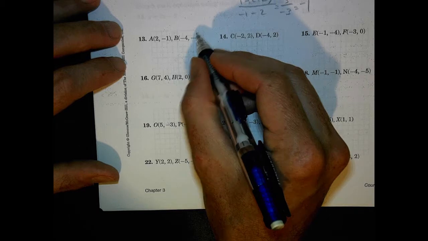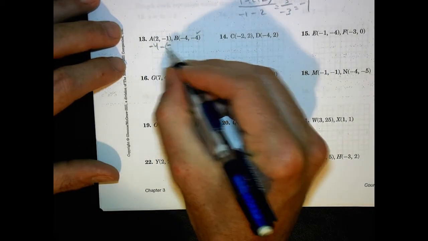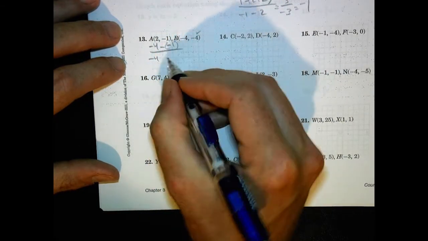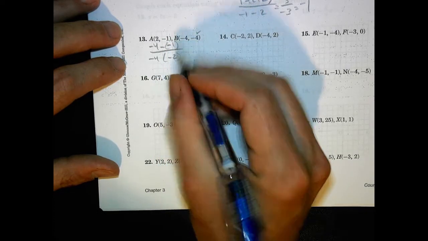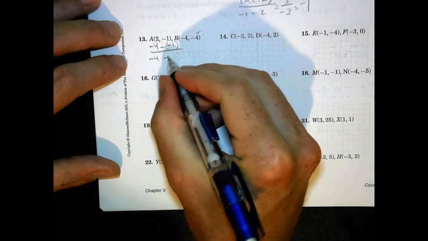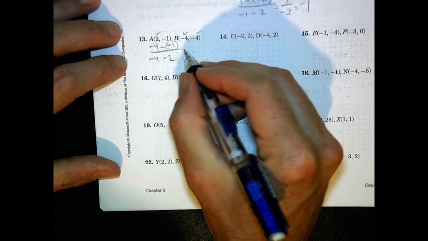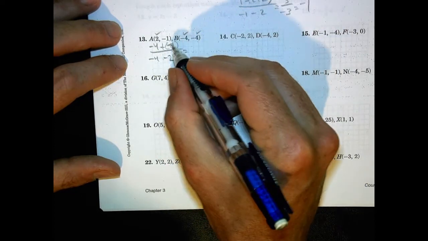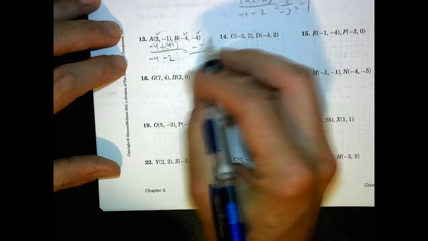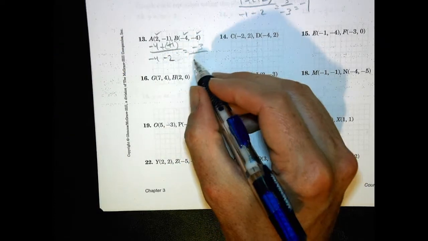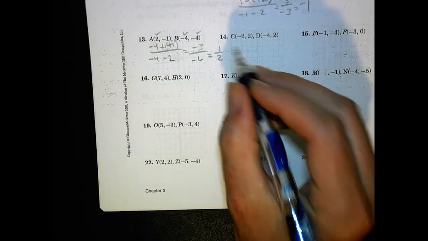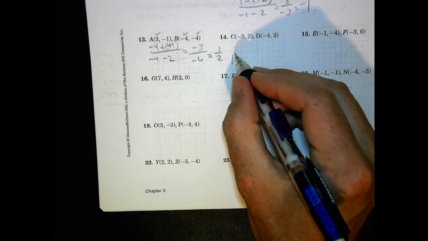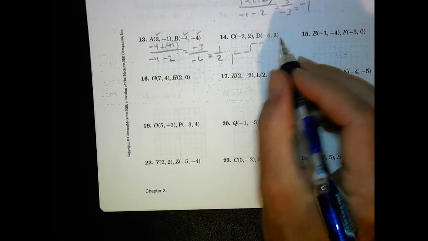13. Negative 4 minus negative 1 over negative 4 minus 2. Oops, I don't know why I put that there. Just minus 2. So that becomes add the opposite. And so negative 4 plus 1 is negative 3. Negative 4 minus 2 more is negative 6. So that becomes a positive 1 over 2. So we're going to go up 1 over 2 if we're doing a graph like so.